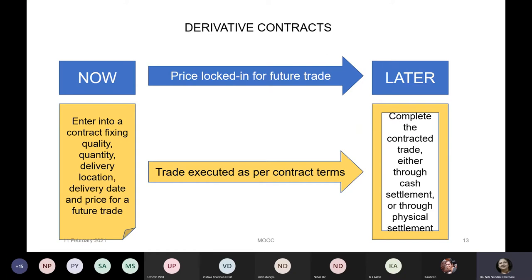What we normally see is when you enter into a forward contract, which is an OTC, over the counter contract, the two counterparties, the buyer and the seller, will do physical settlement.